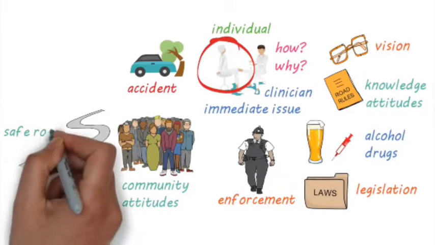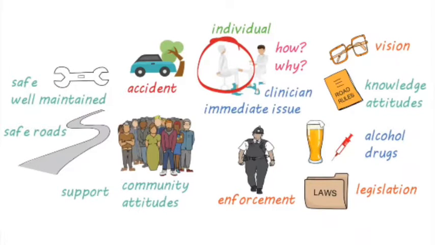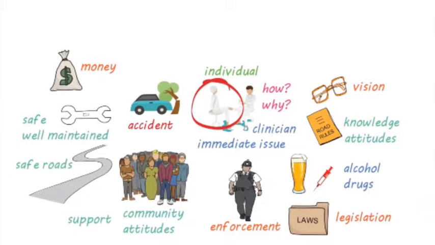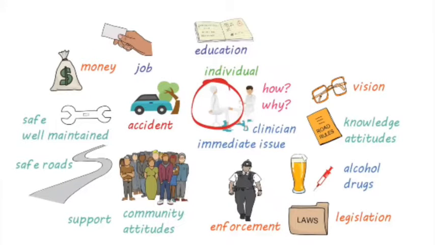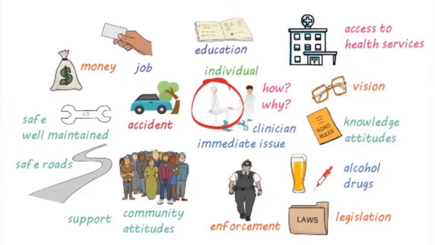Was the road he was driving on safe? Was he driving a safe car that was well maintained? If not, why not? Could he not afford it? If not, why could he not afford it? Does he have a job that doesn't pay well? Why is that? Is it because he did not have access to good education? Was there good access to health services which would determine his treatment and recovery?